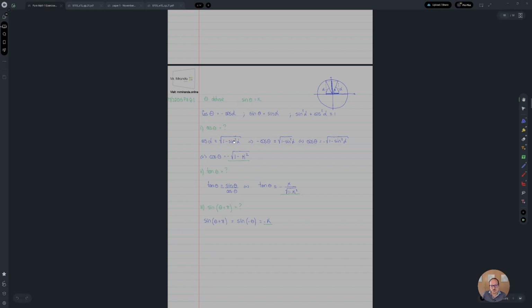Make sense? This is what I did over here. The cosine of alpha equals the square root of 1 minus sine squared of alpha. So minus cosine of theta, that's what cosine of alpha is, equals the same thing. And the sine of alpha is the same as the sine of theta, which is k. So I just substitute over here, and I have the final answer. The cosine of alpha equals the square root of 1 minus k squared, with cosine of theta equal to minus the square root of 1 minus k squared.